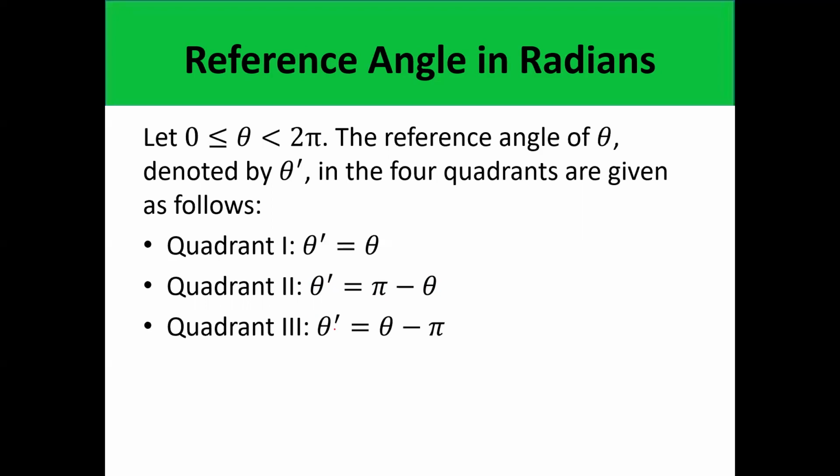And then quadrant 3, the reference angle is computed using the given angle theta minus pi. And in quadrant number 4, the reference angle is computed as 2 pi minus the given angle theta.